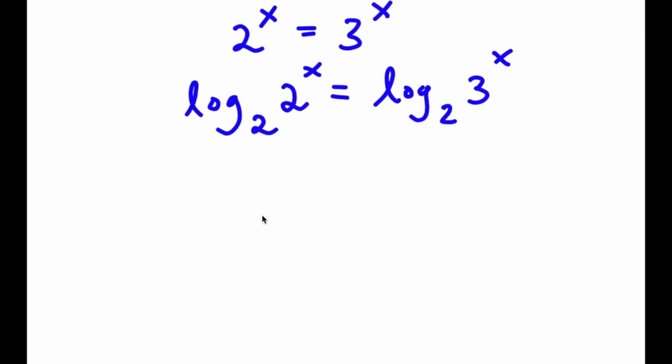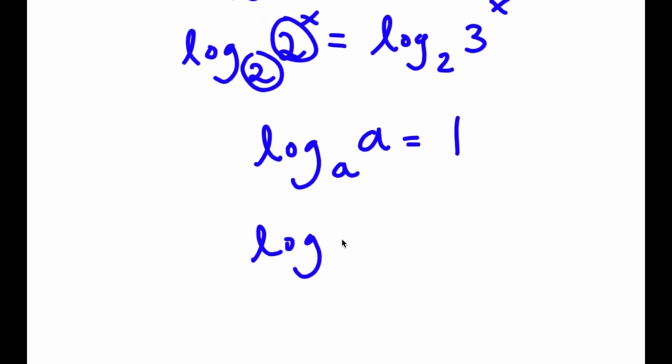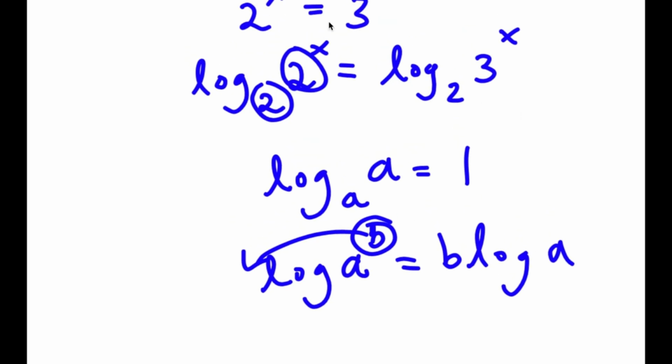Now, if I have something in the form log base a of a, this is simply equal to 1. So as you see here, we have log base 2 of 2. And actually before I cancel these two out, if I have something in the form log base a of a to the power of b, I can move this exponent b to the front. So it's going to equal b times log a. So in this case, I have x as my exponent, so I can move this to the front.